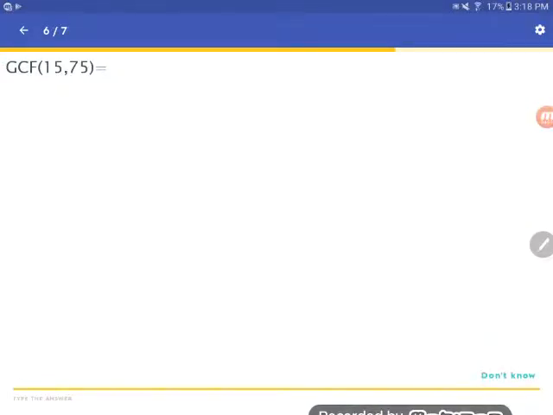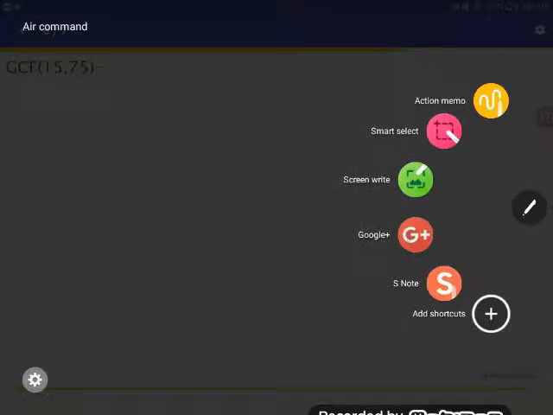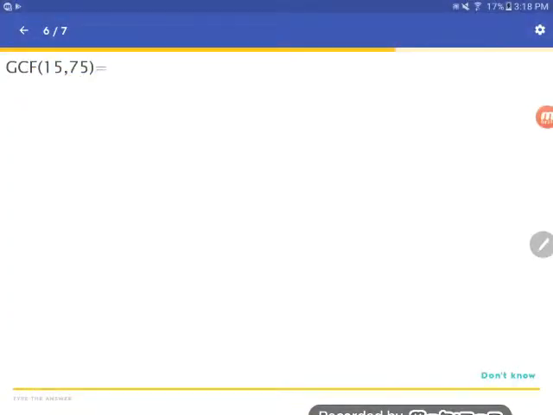Okay, so here we have another problem. It's find the GCF, the greatest common factor, of 15 and 75. What's the biggest number that can divide them both? So again, you could start this same way. You could start the same way by listing out all the factors of 15 and all the factors of 75.